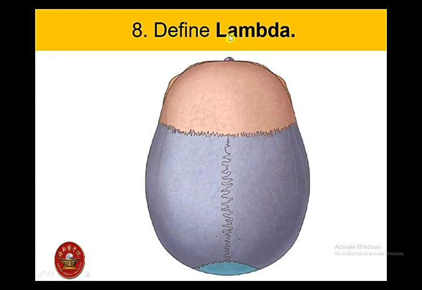Next question, Lambda. We got here sagittal suture. We got here lambdoid suture. Between two parietal bone, sagittal. Between the parietal and the occipital bone, we got here the lambdoid suture. So the intersection between the sagittal and lambdoid suture known as lambda. It is representing the Greek word lambda, so that is called lambda.